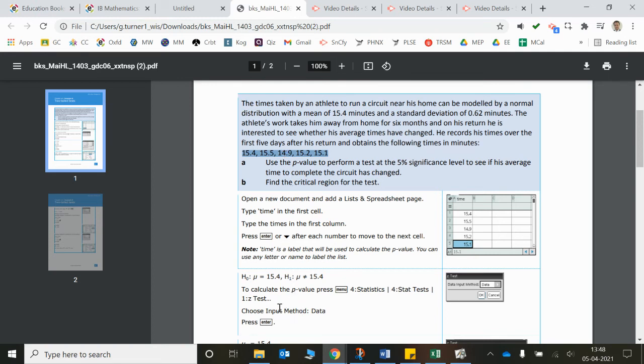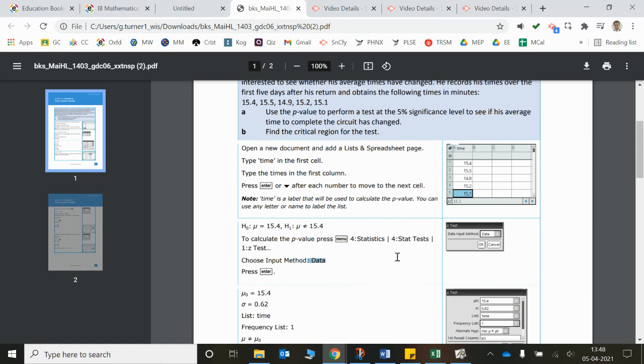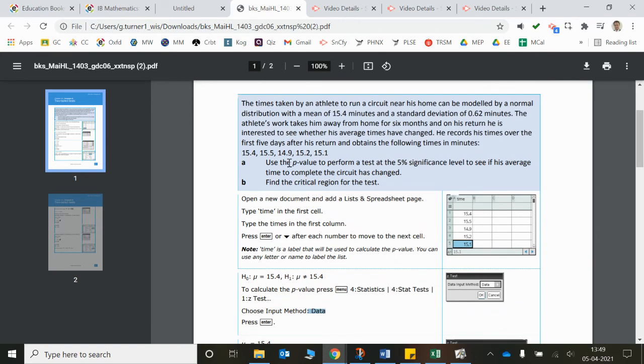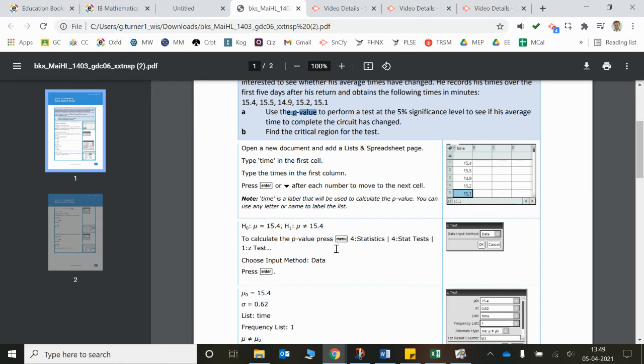When it comes to choosing your input method, if you choose data, then you'll have to have data from a table. So if you want to use the p-value test straight from your calculator instead of drawing out and figuring it out from your graph, you're going to need to put that information into your spreadsheet. And then when it comes to doing the test, you can do this from the spreadsheet. You can do it from there, menu, stats, stat test, Z test.